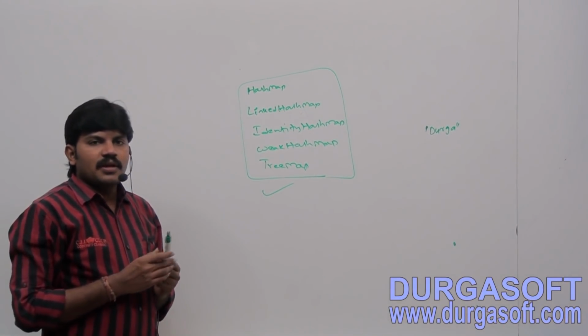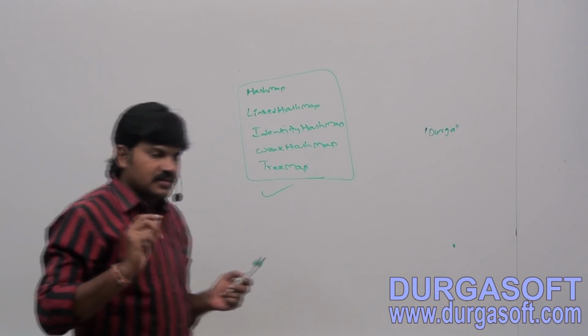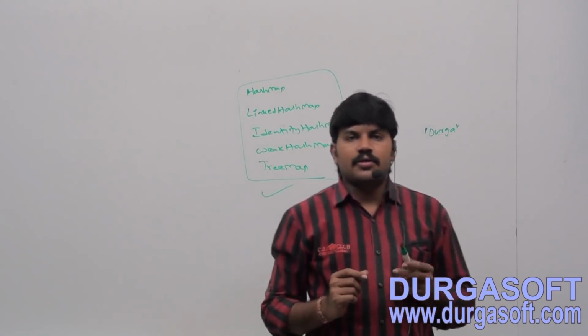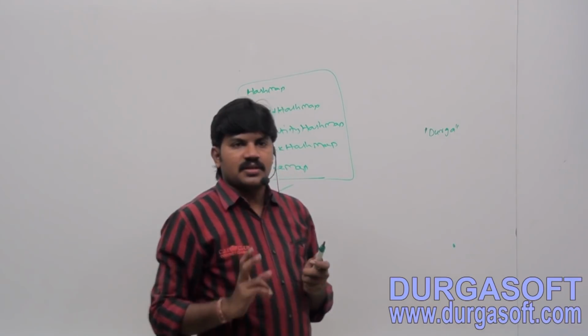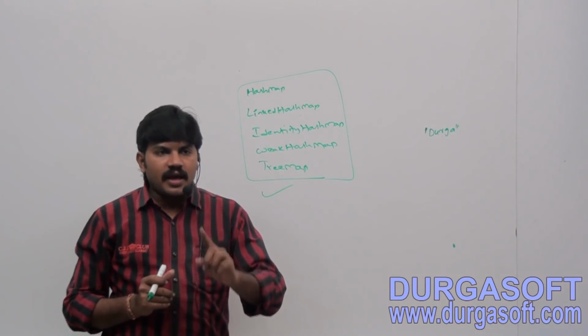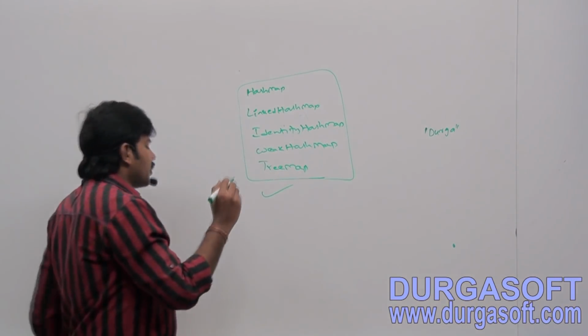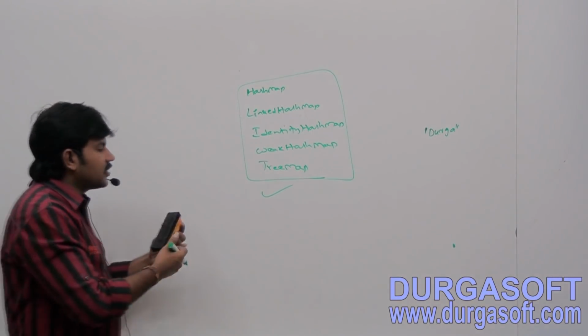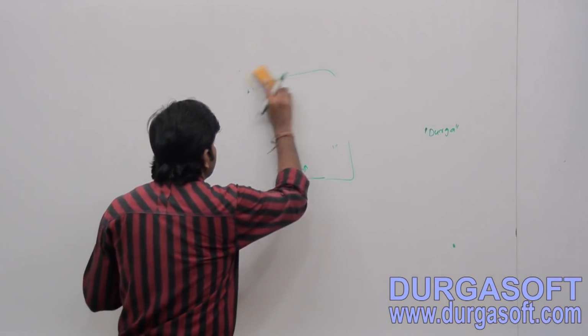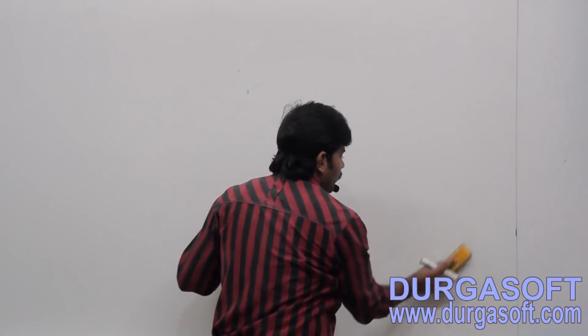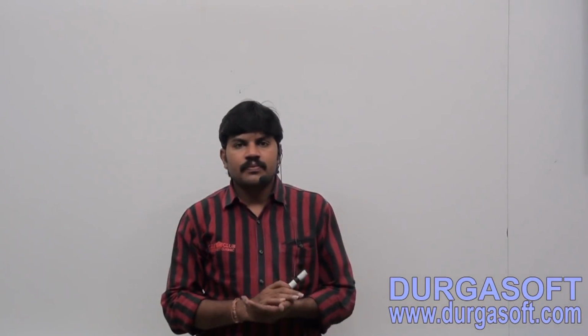Now there are two legacy classes related to the Map. The first one is Hashtable, and the second one is what? Properties. Now keep the subheading Hashtable.